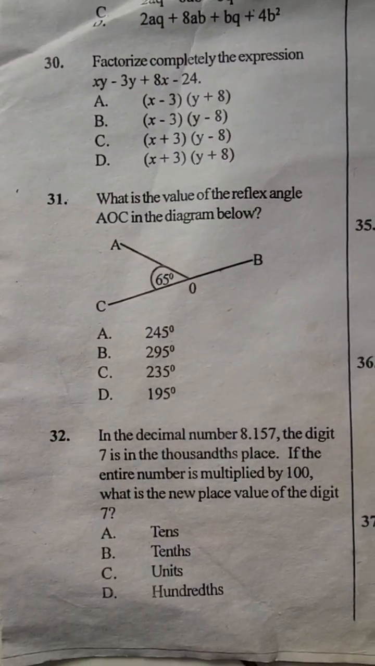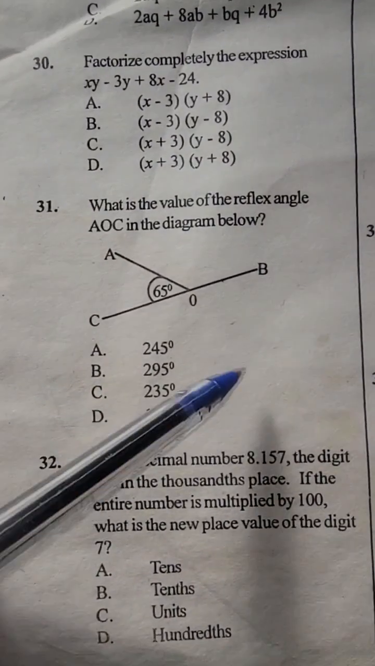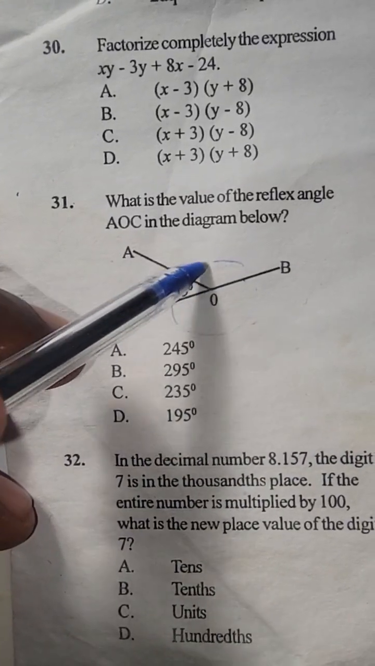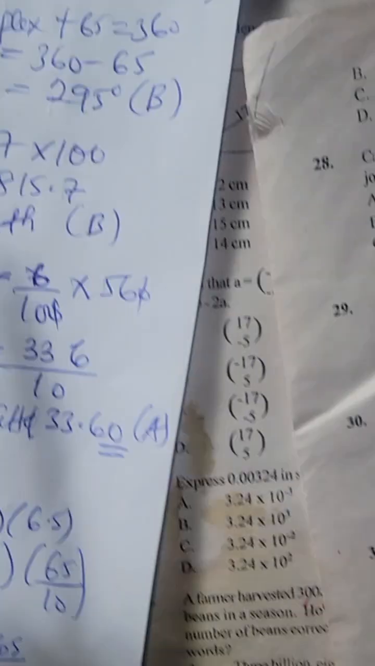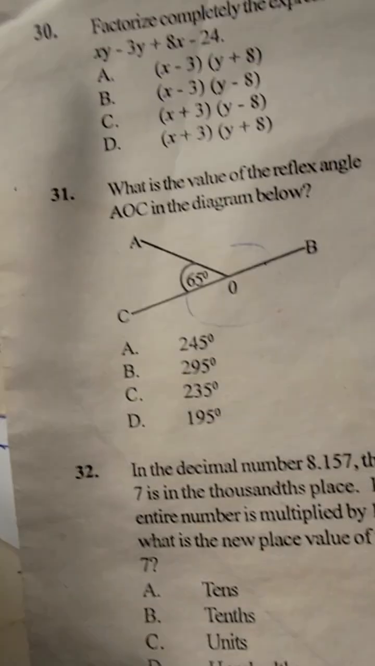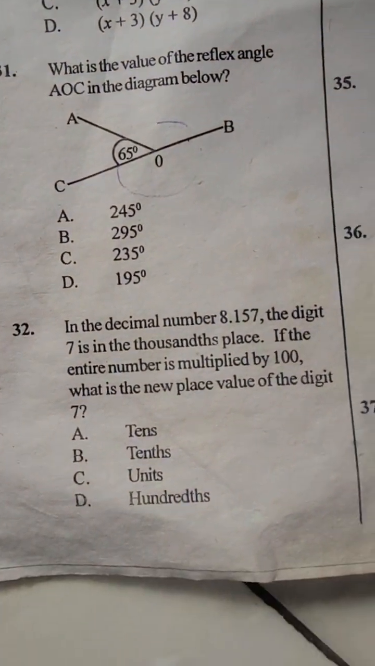31. What is the value of the reflex angle? Reflex angle is this. So the angle plus its reflex is equal to 360. So the angle is 360 minus 65, 295.